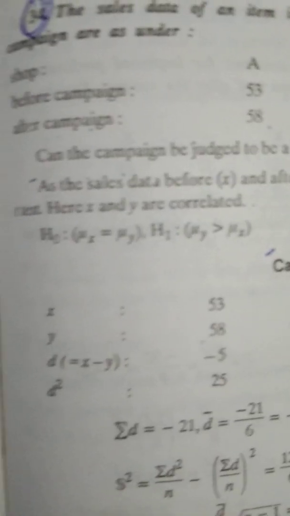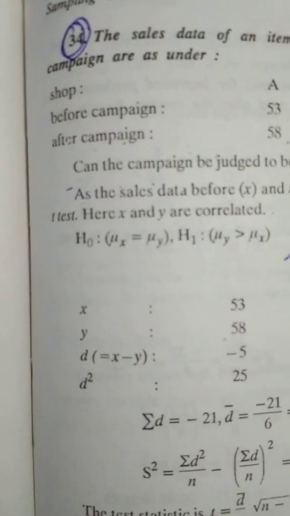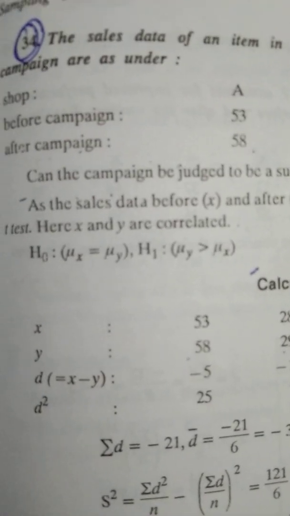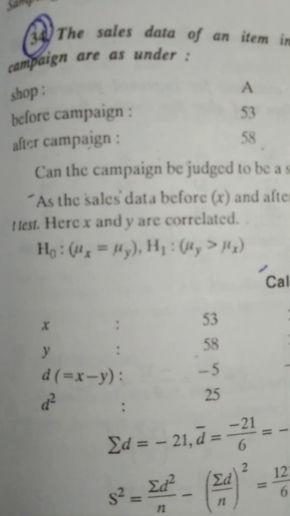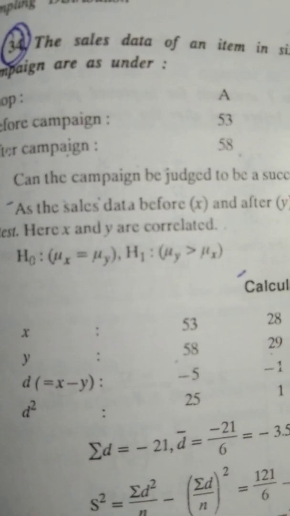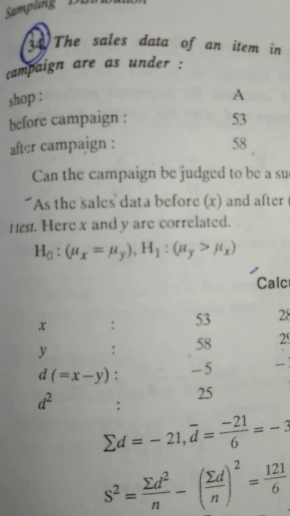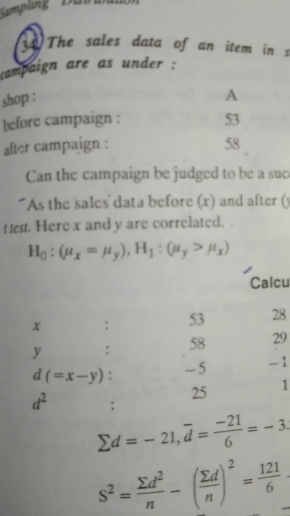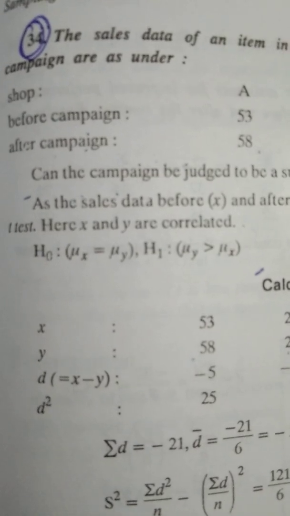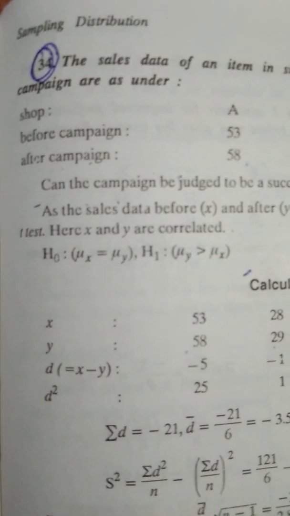What will be our null hypothesis? Promotional campaign will not be effective. In this sense, they have written it in a different way, mu x equal to mu y. That means the mean sales or average sales will remain the same. X means before campaign, y means after campaign. Or you can also write it this way: the promotional campaign will not be effective.